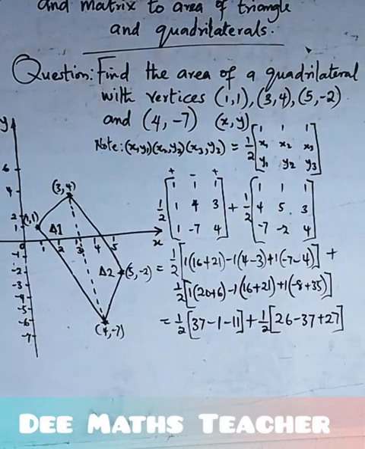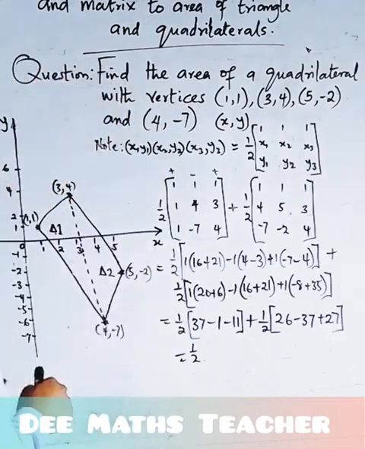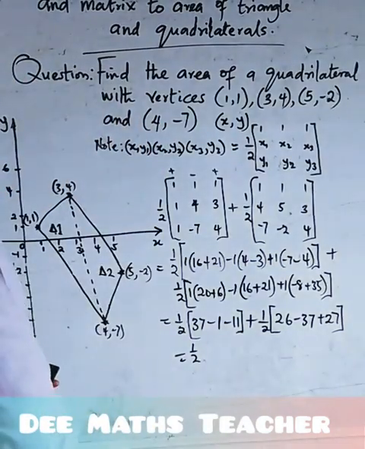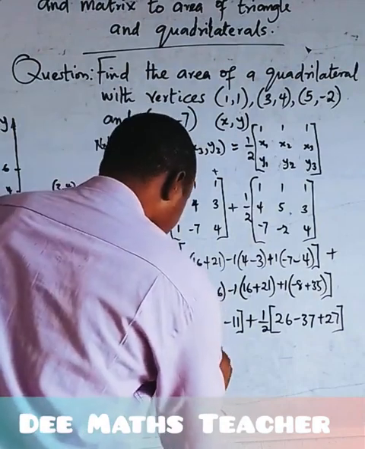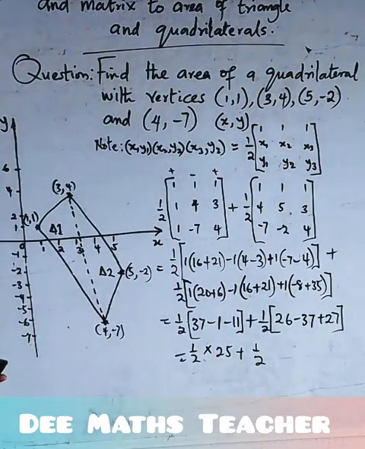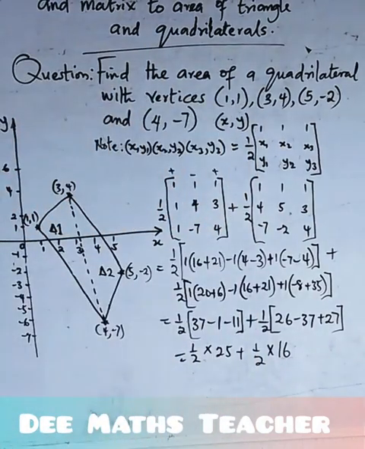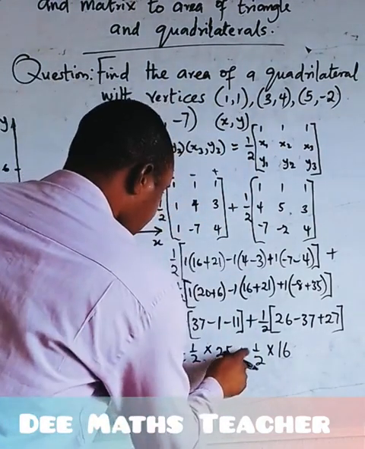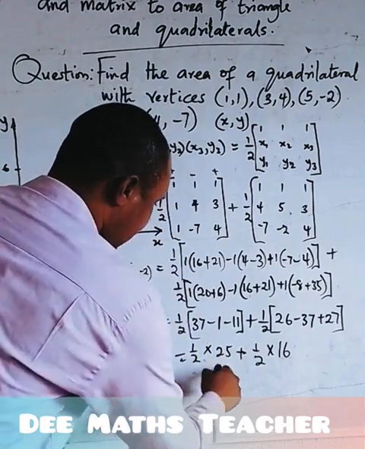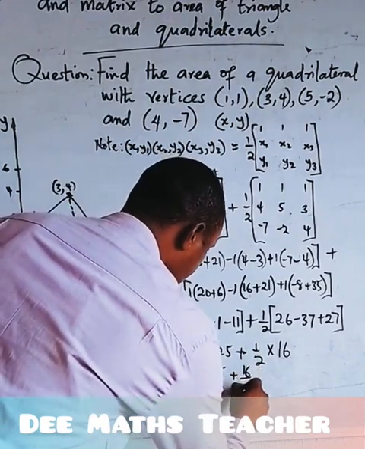Alright. The next thing is 1 over 2. 37 minus 1 is 36, and 36 minus 11 will give us 25, times 25. Plus 1 over 2, then we have 27 minus 11, that is plus 16, times 16 here. So we have 1 over 2 times 25 will give us 25 over 2 plus 16 over 2.